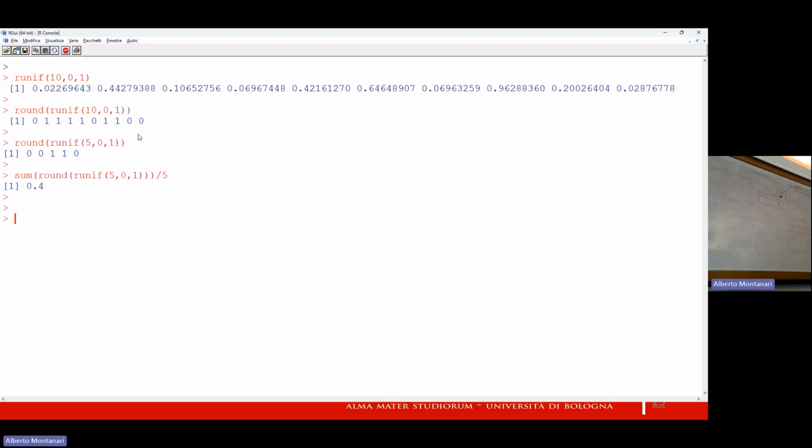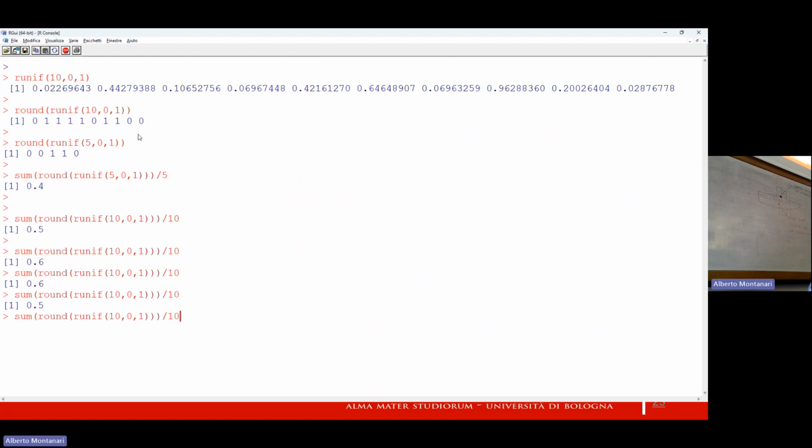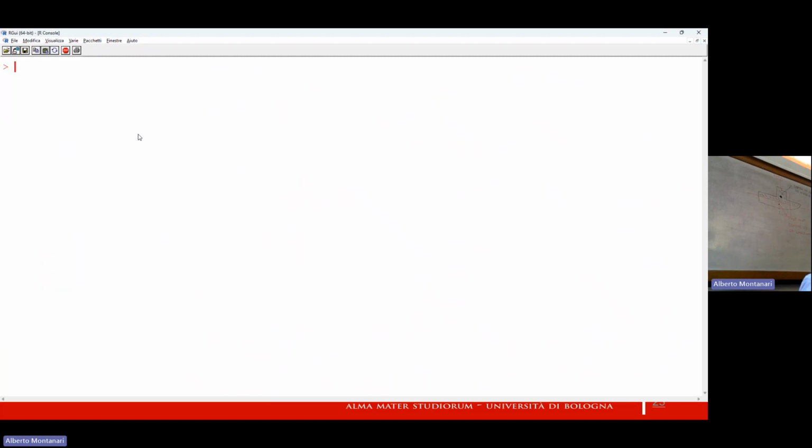Here, frequency is 0.4. Now, if I increase to 10 and divide by 10 here, now I get 0.5. If I make another attempt, it's not really 0.5. Another one, and in this case, even with 10 numbers, I got 0.2, which means only 2 ones and 8 zeros. So the frequency is not really a probability, because if frequency was a probability, I should get 0.5 every time. But let me clear the screen.